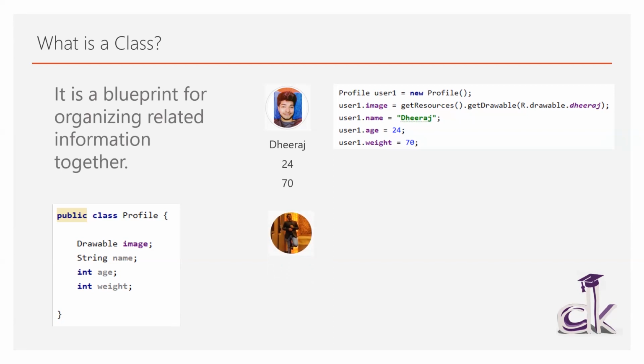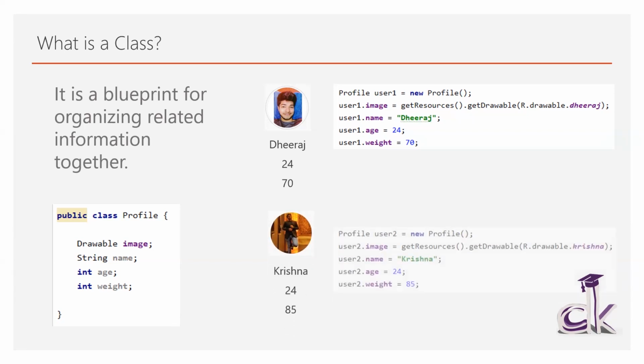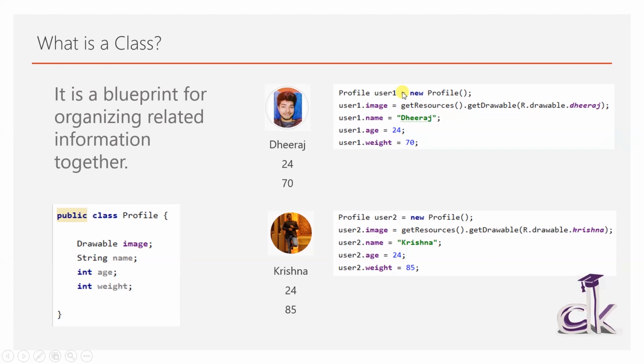Now what happens for another user, right? Again, it's going to be the same code, except that you give the instance another name. So here instead of user1, I say user2, and I use that particular instance to access the variables and then pass in the values. Okay, so this is how you create a class and then create instances of the class and pass in the values.